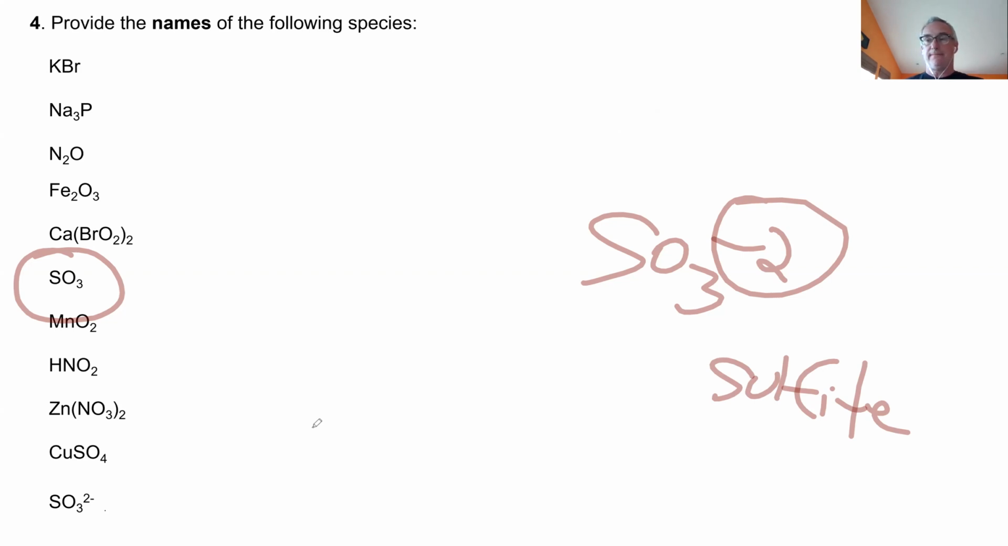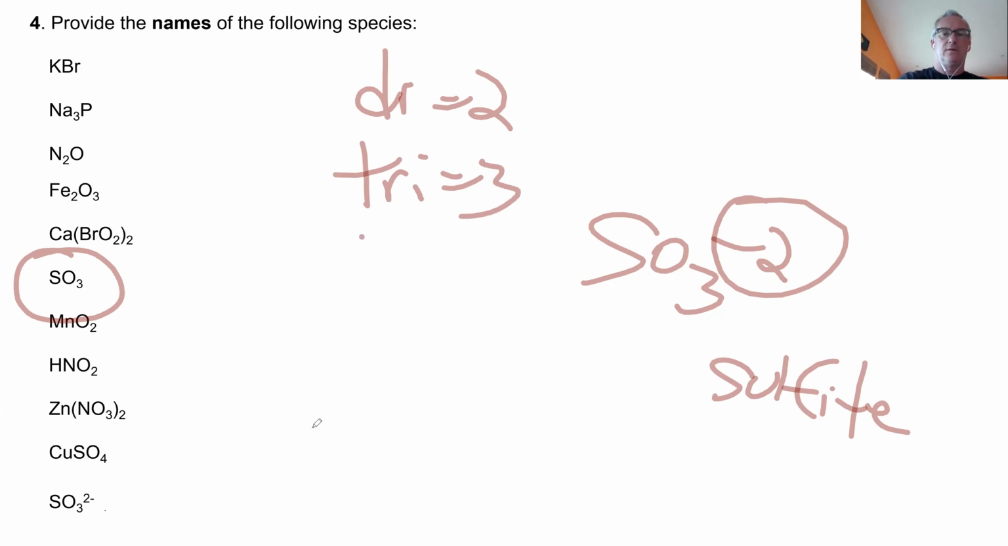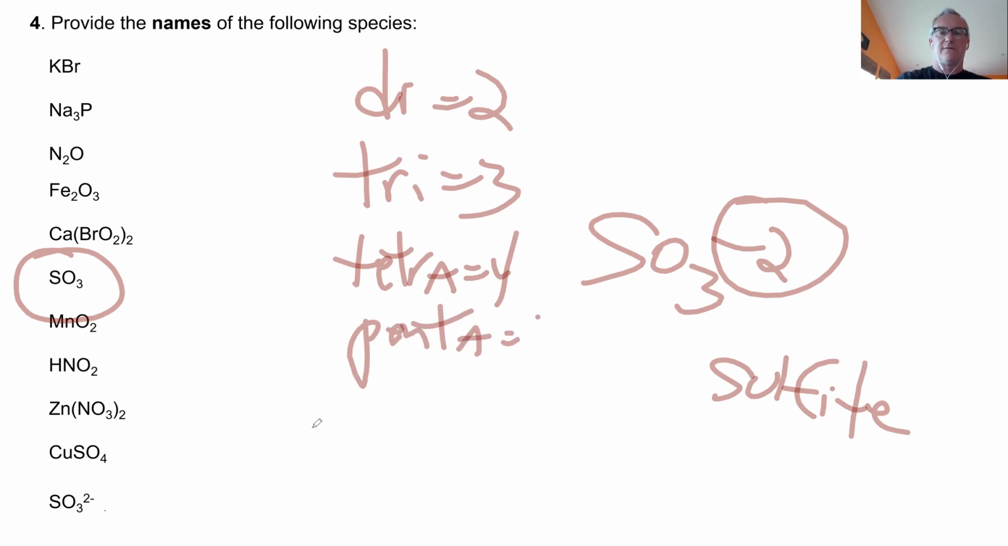So what do we call it? Sulfur trioxide. Yes. So we use di for 2, tri for 3, tetra for 4, and penta for 5. Hexa for 6, hepta for 7, octa for 8.